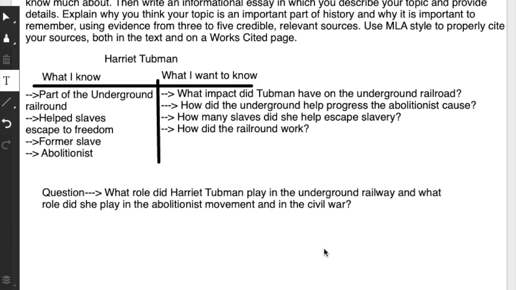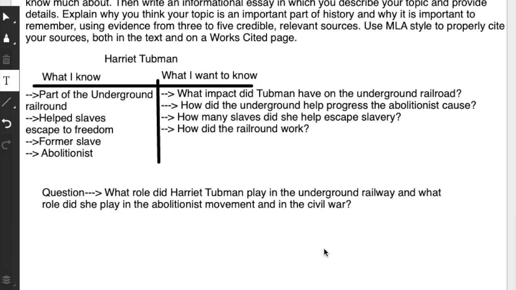So I know she's part of the Underground Railroad, so I want to know what impact she had on the Underground Railroad. Did she help start the Underground Railroad? Was she just one of the conductors in the Underground Railroad? What was her role? And what impact did that role have?